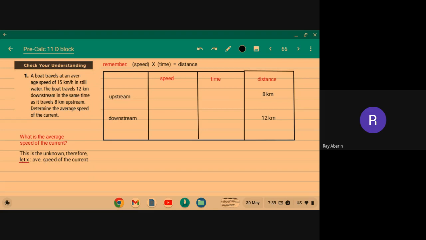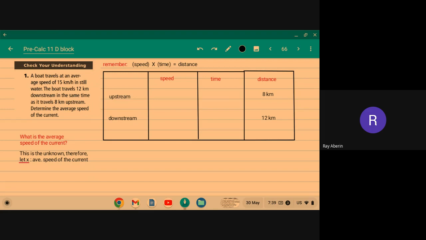So if it is going upstream, the boat would be pushed back by the current. Even though it is moving at 15 kilometers in still water, if the speed of the current is, say, 5, for example, then upstream it will be 15 minus 5. All right, so let's take a look at how this is solved.